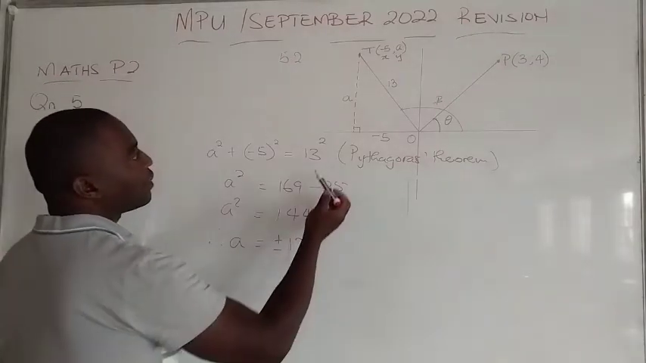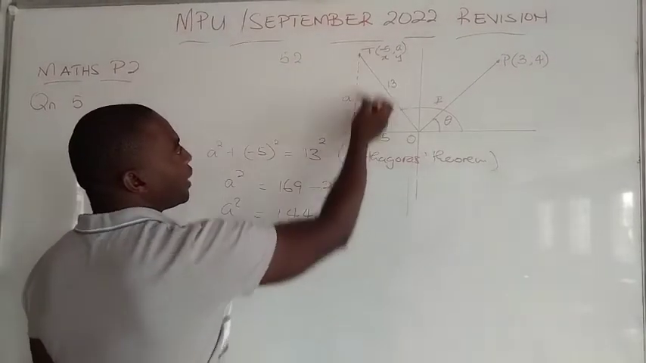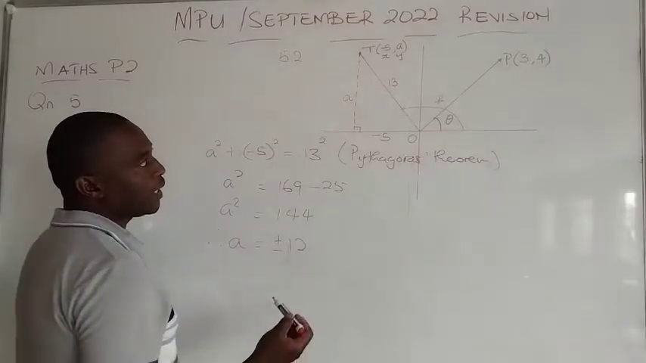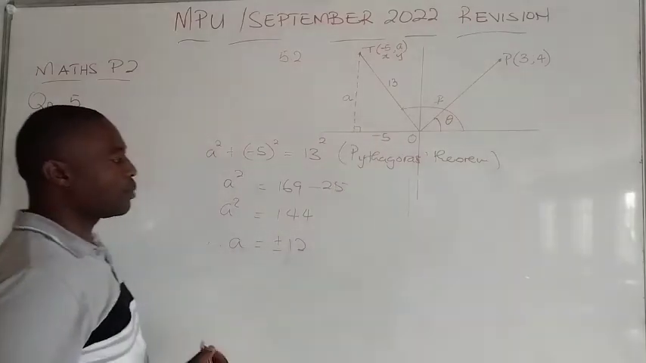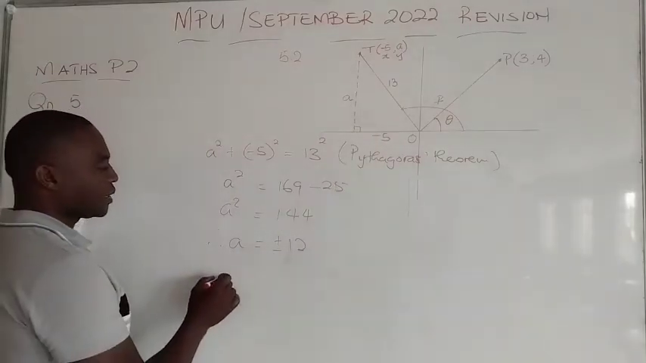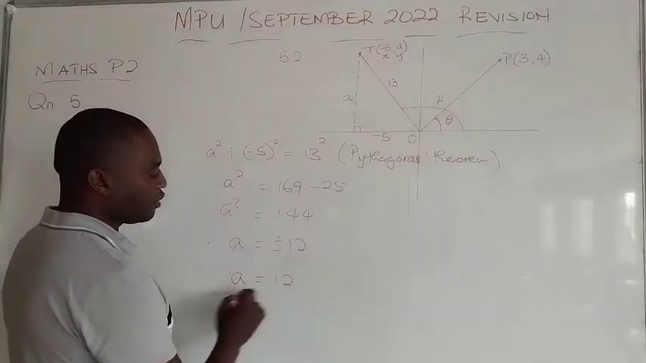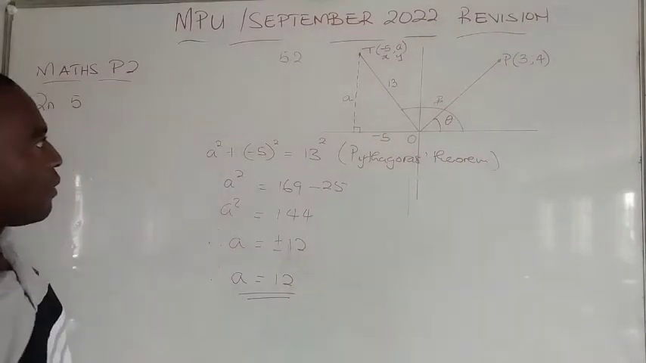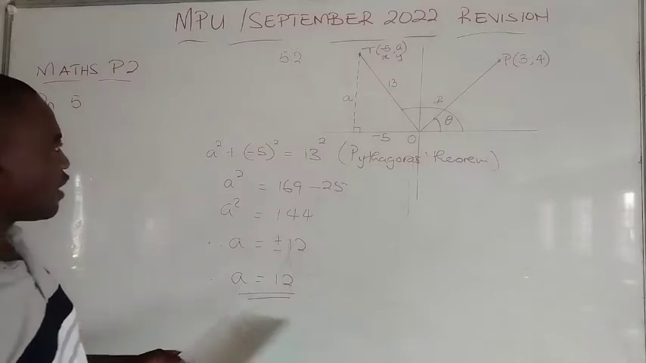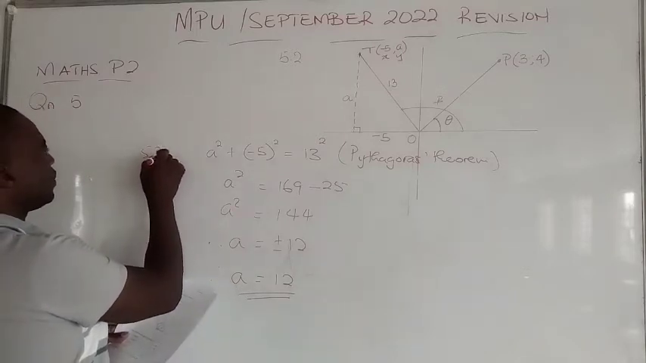Now check whether A should be positive or negative. Now we can see that it's above the x-axis where y is positive. So we are saying our A is positive 12 because of also the quadrant. Alright, now that is 5.2.1.